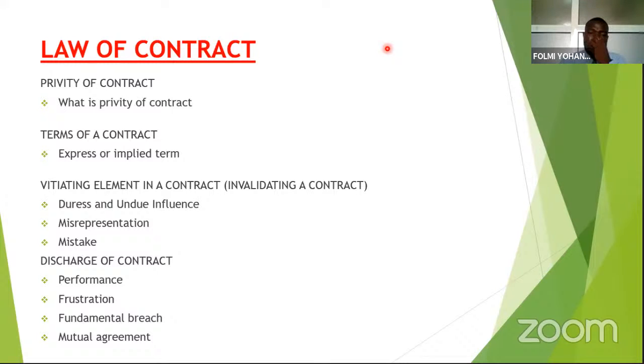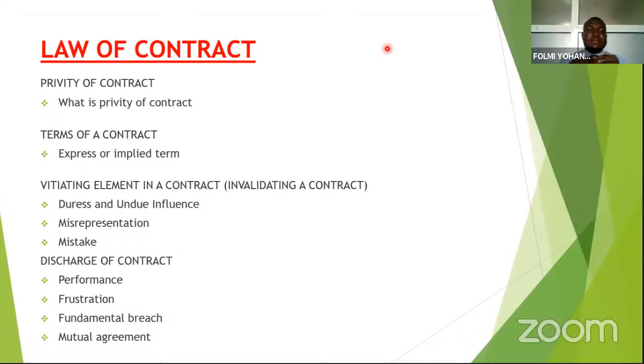Then the next subtopic we'll look at is discharge of contract. How can the contract be discharged? When parties enter into contract, how can such contracts be discharged? Such contracts can be discharged by performance. That is, when each party has performed his own obligation of the contract, then such contract is discharged.